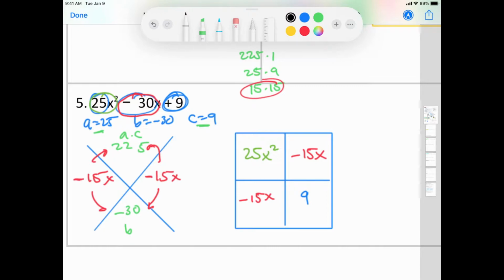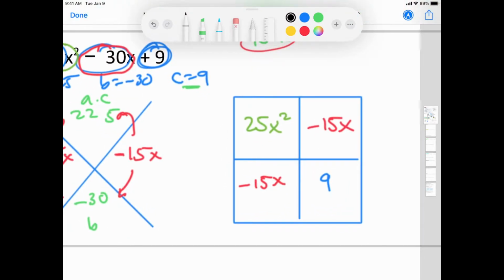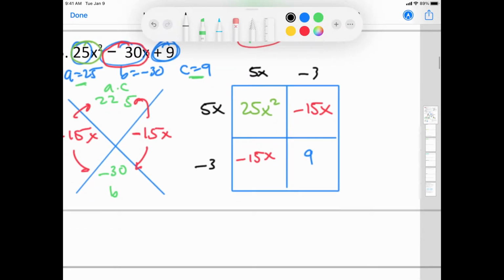All right, let's go ahead and take out our greatest common factor in this row. That would be 5x. This one's got to be negative 3. 5x, and what do you think? Negative 3. Now, if you think about this, let's double check. 5x times 5x is 25x squared. 5x times negative 3 is negative 15x. Negative 3 times 5x is negative 15x, and negative 3 times negative 3 is positive 9.